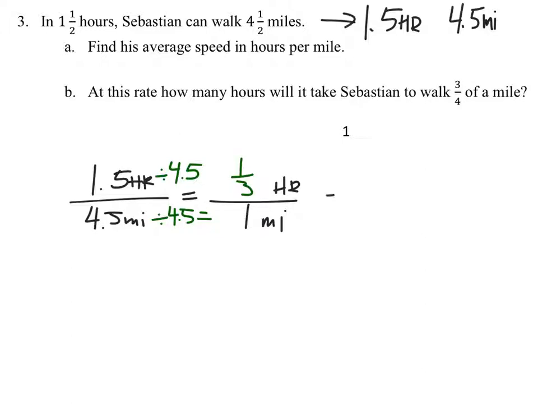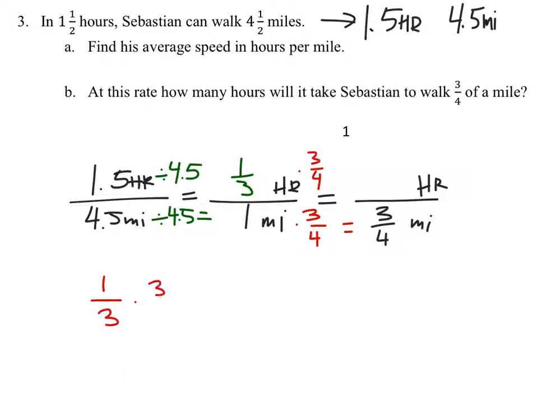But then it asks us to figure out how many hours it would take to go 3/4 of a mile. Oh, that's fine. So I just need to change 1 mile to 3/4. So if I multiply that by 3/4, I'll get 3/4. So I got to do the same thing to the hours though. Multiply that by 3/4.